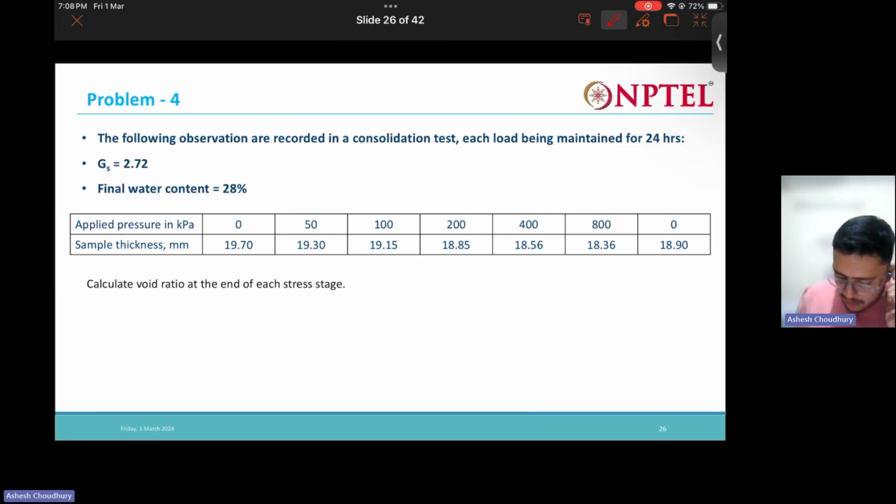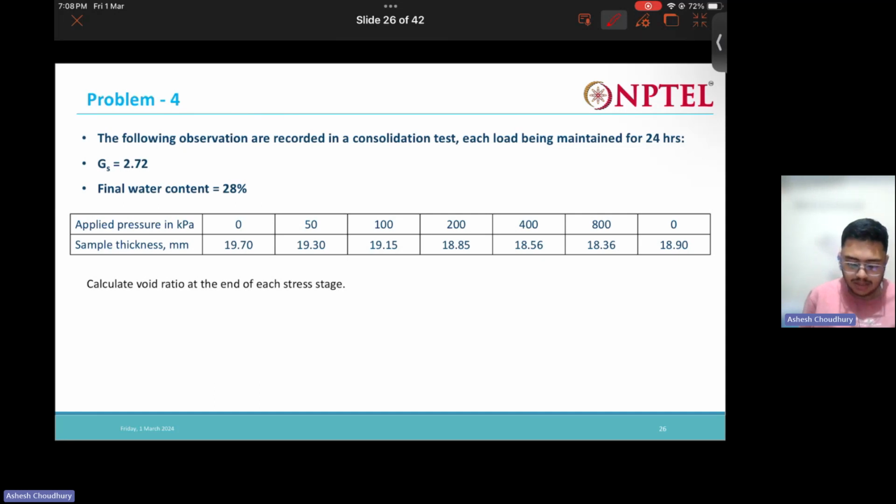Okay, the following observations are recorded in a consolidation test, each load being maintained for 24 hours, as usual. So for the consolidation test, each load we have to maintain for 24 hours. That's the thing we have to do.